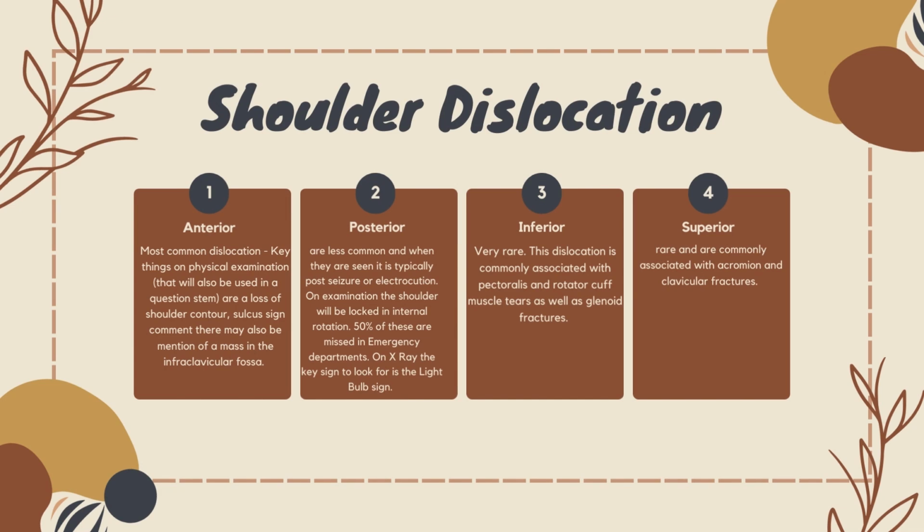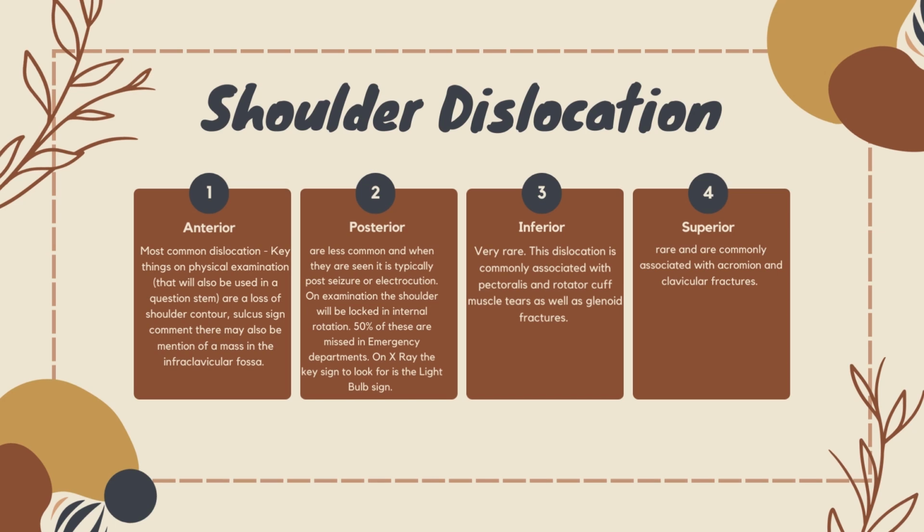These are one of the most common joint dislocations, and are seen frequently in the unselected take. The most common direction of dislocation is anterior. The mechanism of this is shoulder abduction and external rotation. Key things on physical examination, that will also be used in a question stem, are a loss of shoulder contour, sulcus sign, and there may also be mention of a mass in the infraclavicular fossa.